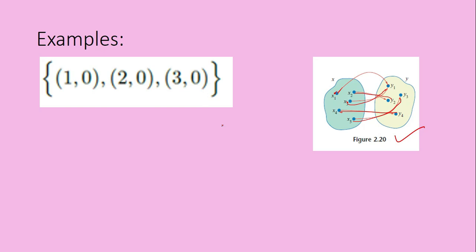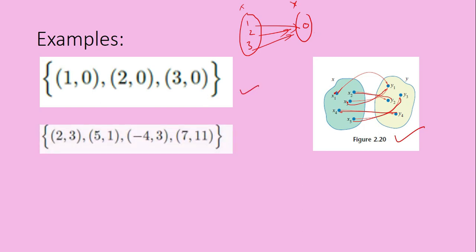And check whether this is a function or not. Yeah, when you look at the set x and the set y, x has 1, 2, 3, y has only one element 0, all elements are mapped to 0, many to one is allowed. This is a function.